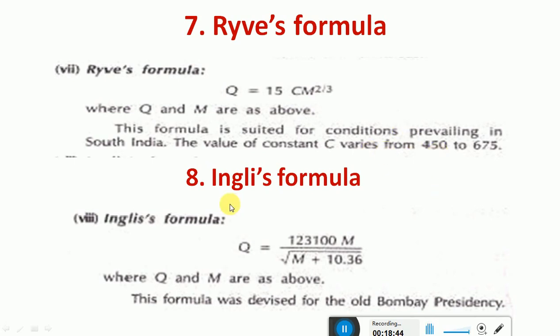Then you have the English formula. It is given by Q is equal to 123,100 m divided by under root m plus 10.36, where Q and m are same as above. This formula is devised for the old Bombay presidency. So North and South India, and this is for Bombay. As you can see the difference: South, North and Bombay presidency.